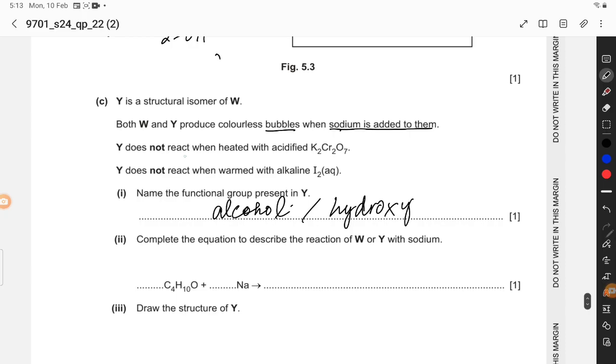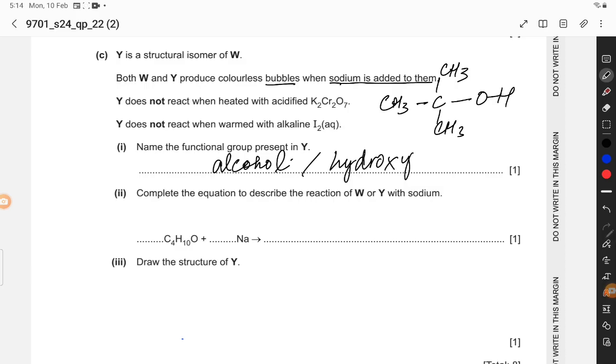Y does not react when heated with acidified potassium dichromate. It can be a tertiary alcohol, with CH3, CH3, CH3 and OH. So that's why it does not react with potassium dichromate as well as with alkaline iodine.